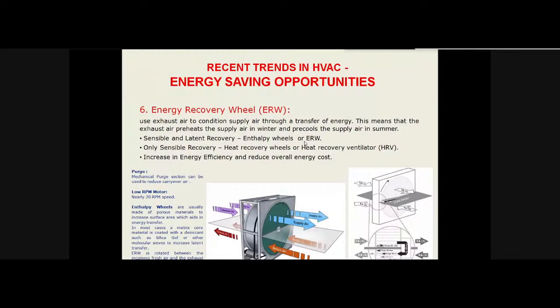In some specifications, sometimes we go only for sensible. Mostly sensible is used. Sensible recovery is called HRV. There are wheels called HRV wheels only for sensible heat recovery. This helps increase the efficiency and reduce the overall cost. Again, this is for fresh air applications where we have enormous energy available as waste energy, as we can use that energy for the incoming fresh air.